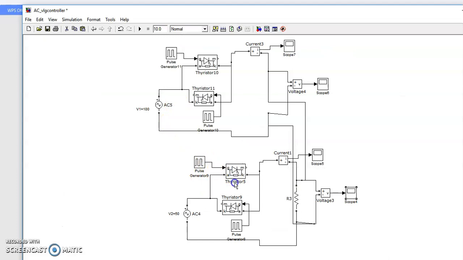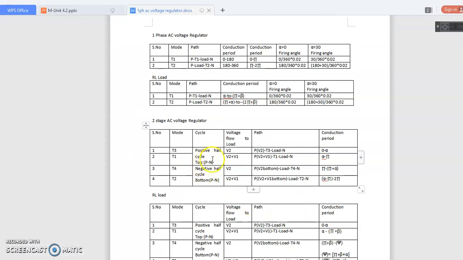Where is T3? I will show you. This is T3, this is T4, thyristor 4. This is T1, then this is T2. So this is the model. First T3 is conducted, and 50 voltage only will flow to the load.